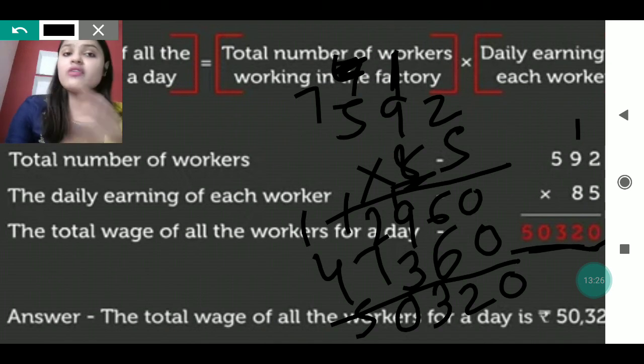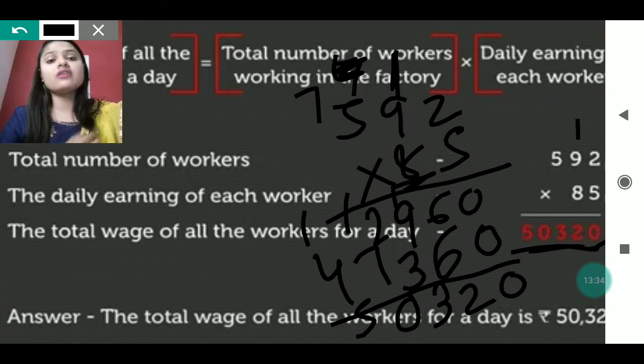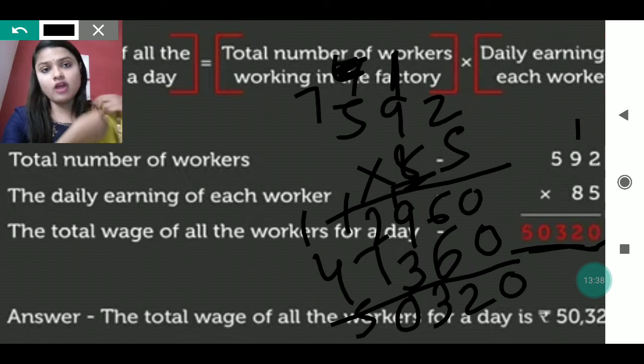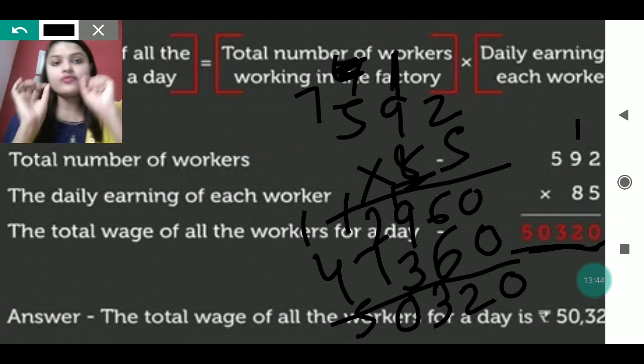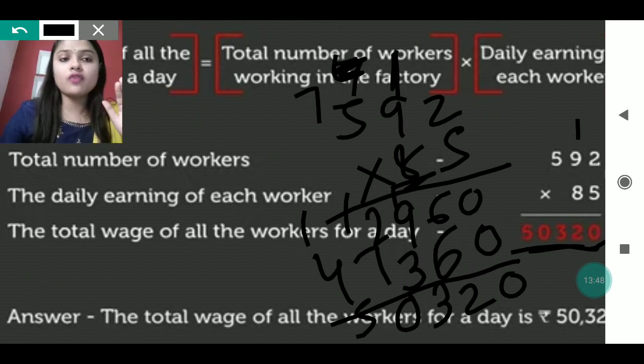Okay, so now we will write the last statement. The total wage of all the workers for a day. Total wage of all the workers for a day means how much a worker is earning in a day. That is 50320. So what will you write? The total wage of all the workers for a day is rupees 50320.